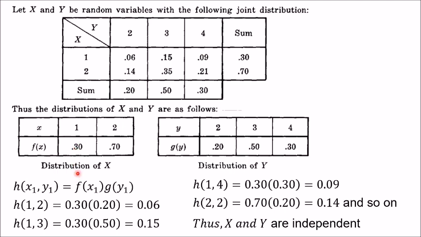So kung i-check natin lahat yan, like what I did here in this computation below, ganun lahat. All of these are just the product of the pair here. So if that is the case, we can say that x and y are independent.